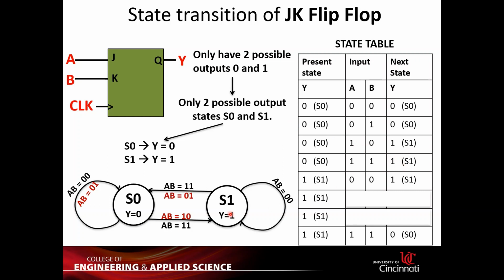Likewise, if you are at state S1 and you input a 0 1, the output of the next clock cycle will become 0, so you go to the other state. If you are at state S1 and you give the input of 1 0, the output of the next clock cycle will be 1. That means you will go back to the current state. So that is the state transition of a JK flip-flop.